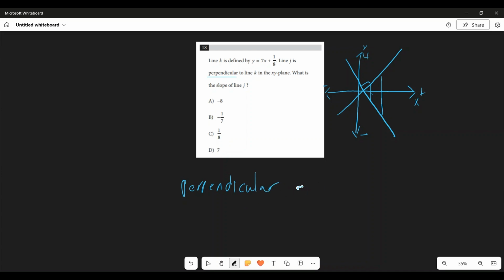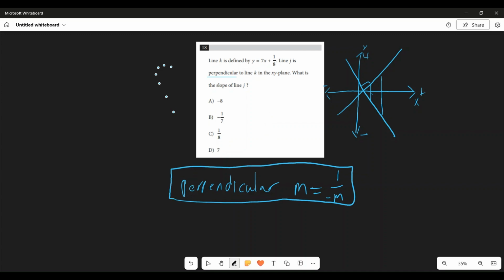So in terms of the slope, when you have two perpendicular lines, one line will have a slope of m, and the other would have a slope of 1 over minus m. At the same rate this line rises over runs, this line will rise over run, but in the opposite direction. So their rise over run is pretty much flipped and opposite. That's the relationship for perpendicular lines. Very important to remember because you'll be applying it a lot in your SAT.